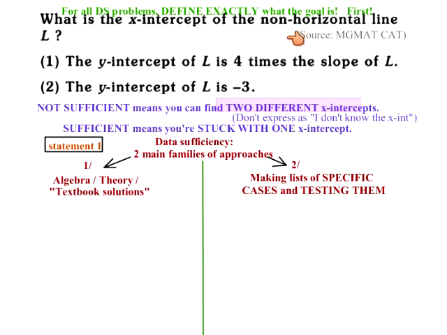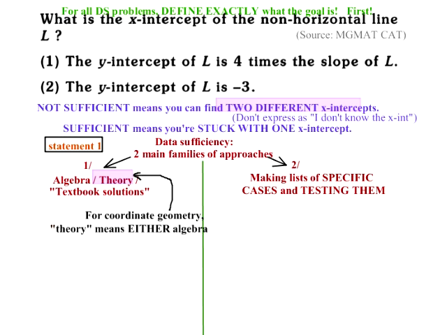What is the x-intercept of a non-horizontal line? When we talk about theory with coordinate geometry type stuff, we're generally referring to one of two things: either your algebra type approach or just trying to visualize. And you can mix and match those. If you take an algebra approach to statement 1, it doesn't mean you have to take one to statement 2. So for coordinate geometry, theory means either algebra, like the whole y equals mx plus b thing, or visualization. You should be equally able to do both.